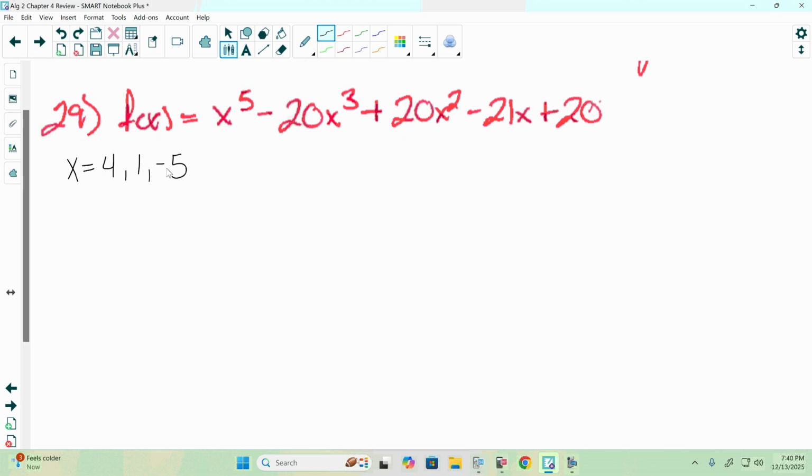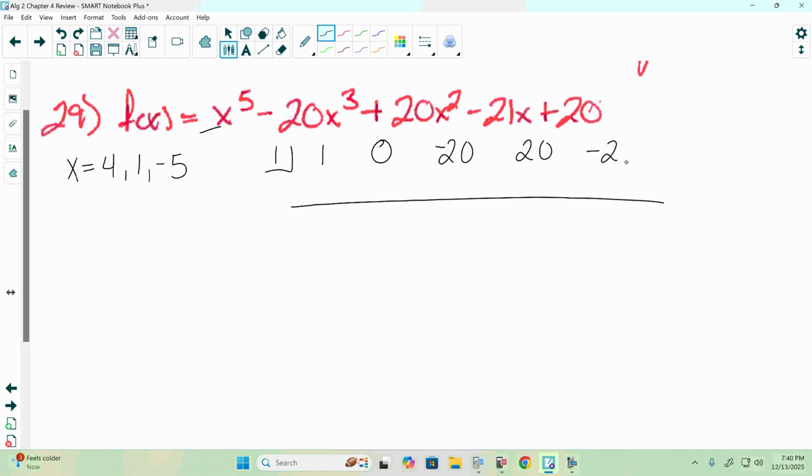So we're going to start this process here. It doesn't matter which one we start with. I'm going to start with 1. Now we're going to put the coefficients across the top, 1 for x to the 5th. Now because there's not an x to the 4th term, we're going to put it in as 0. Negative 20 for x cubed, positive 20 for x squared. Negative 20, 1 for x, and then 20. We're going to bring the 1 down.